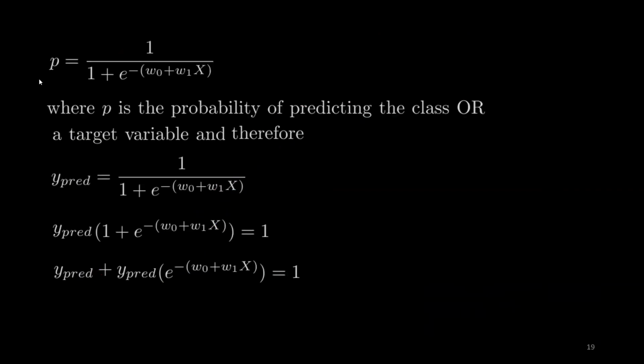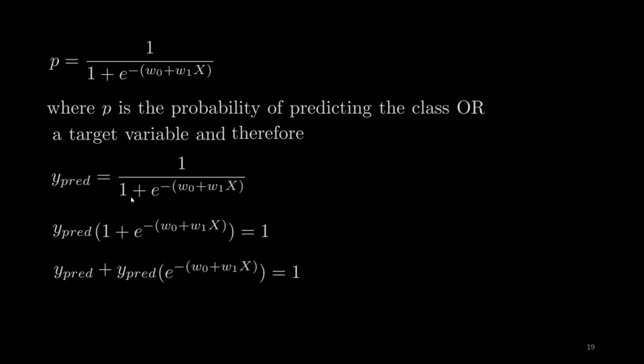So here P represents the probability of predicting the class or a target variable. Since this is the probability of the prediction, I can replace this P by y_pred, that is the predicted label by the logistic regression model. Now let's perform a few mathematical steps.